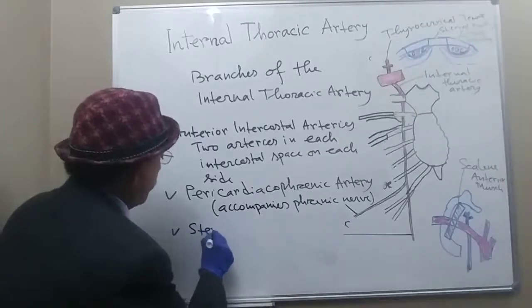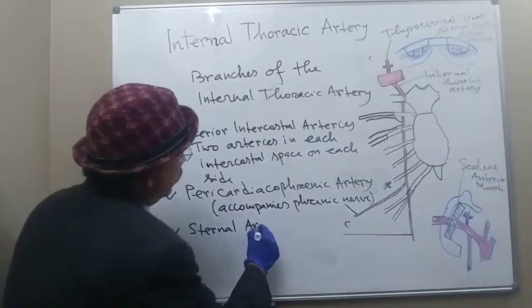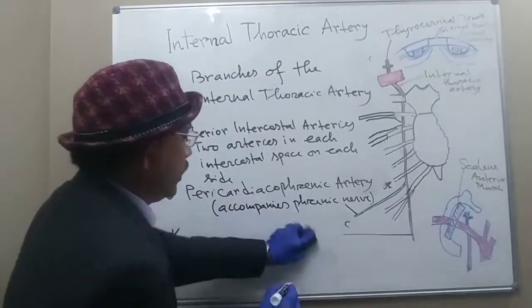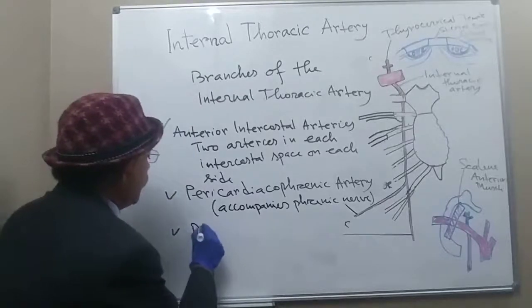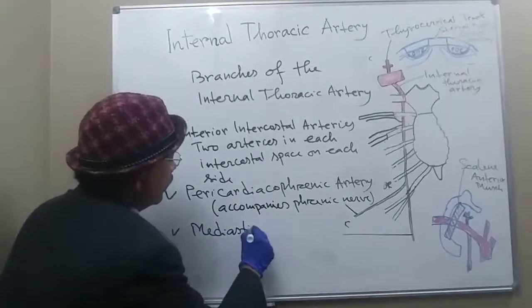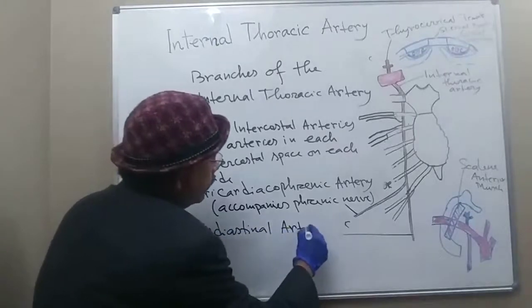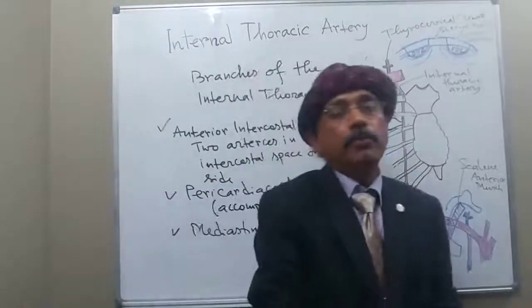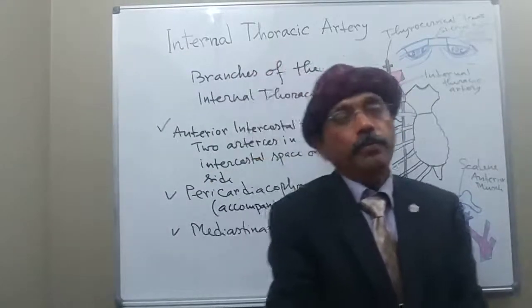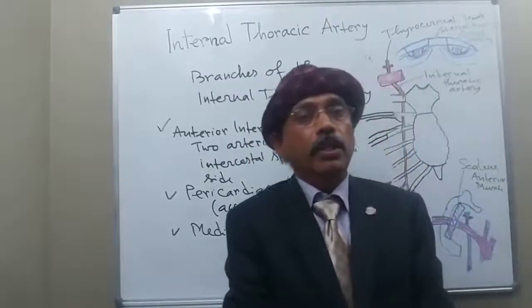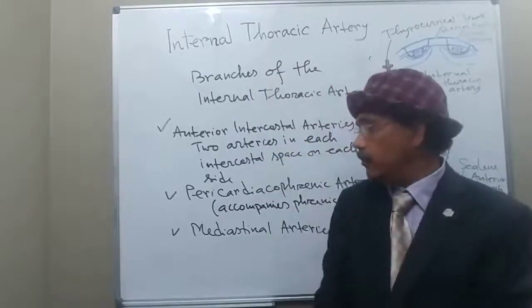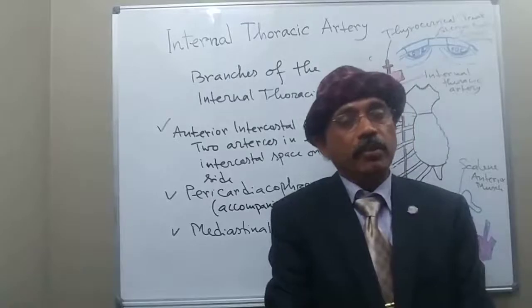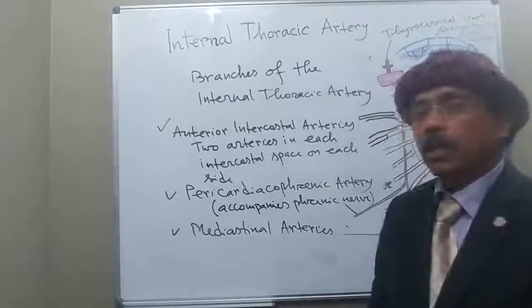Okay, we have also sternal arteries, better to say mediastinal arteries. Some books, like Gray's Anatomy, say sternal artery, mediastinal arteries. Okay, these arteries supply the periosteum over the sternum, the red bone marrow of the sternum, and the sternocostalis muscle. Also the pericardium and the mediastinal structures are supplied by the mediastinal arteries.